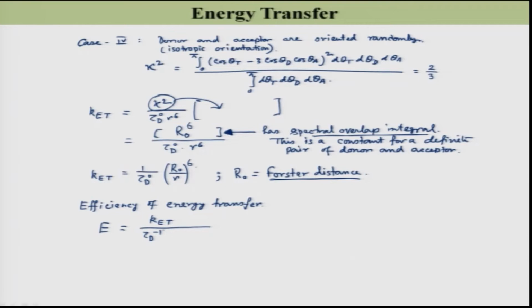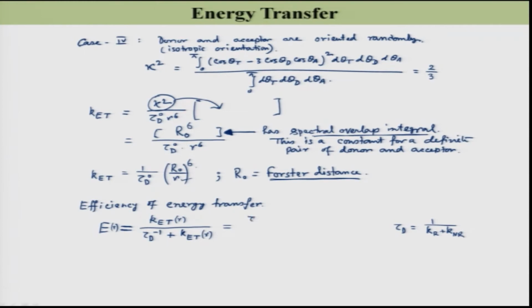In this tau d inverse, I am going to have Kr plus Knr, because you remember tau d equals 1 over Kr plus Knr. So I am going to have this all the time, plus K_ET. Please also remember that K_ET is a function of r, the distance between the donor and acceptor, and that distance dependence is very high, r to the power 6. So this is a function of r, and efficiency is also a function of r. Then I can simply put the expression of K_ET(r) in this equation.